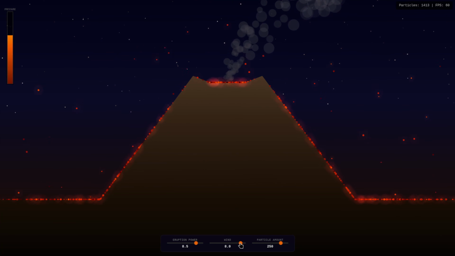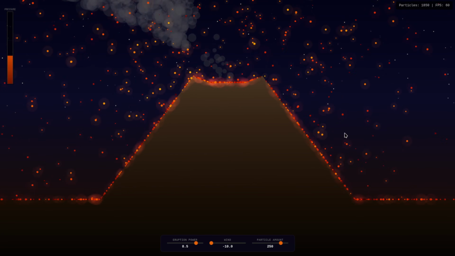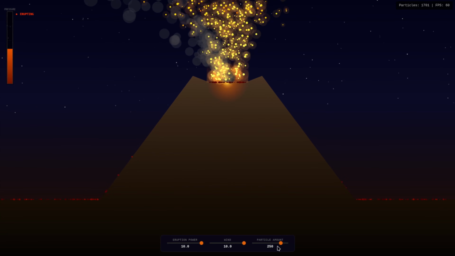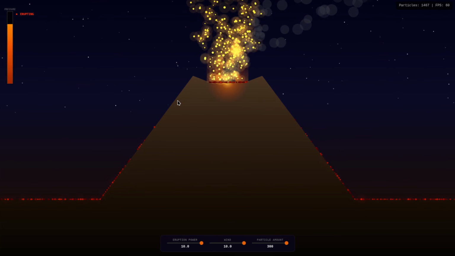Yeah, don't really see the wind changing anything. Let's go the other way and see. Yeah, it's slightly. So it is kind of going left and right. The frames per second seems to be consistent all the way around. Let me bump everything up and see what happens. Make sure this is working. Seems to be pretty stagnant.